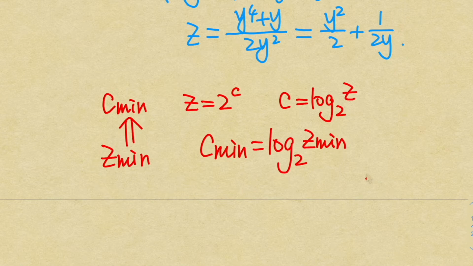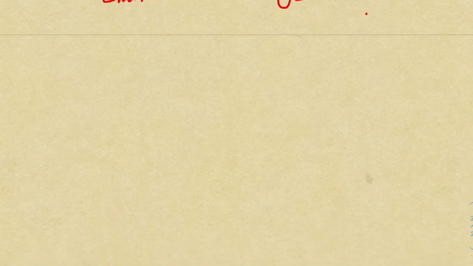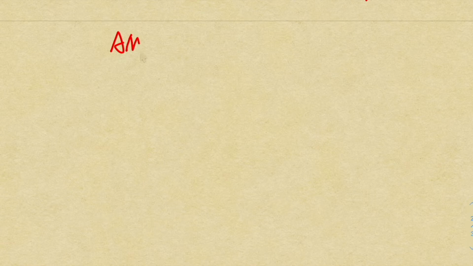So the problem here is how to find the minimum value of z. Let's look at the expression of z here. It has a sum of two terms, and what we want to do is to find the minimum value of z, which means this expression is greater than or equal to some constant. So what constant should it be? Well, an idea hits me. We can try to use the AM-GM inequality for this problem.